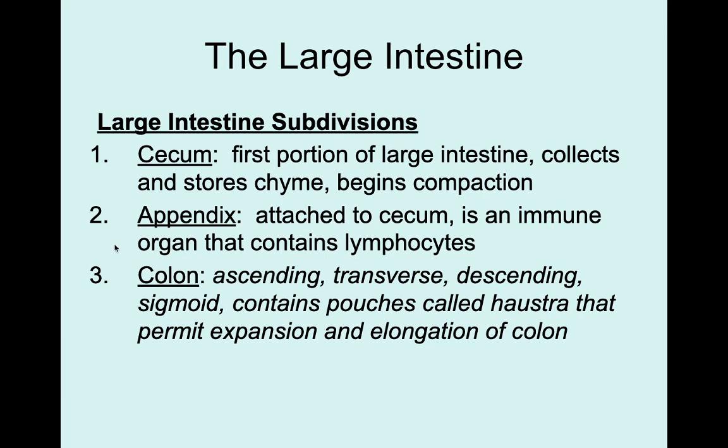there are actually 5 divisions, but this colon actually has several different parts. The colon is the biggest part of the large intestine, so a lot of times our large intestine is referred to as our colon, but there are other parts as well. The very first part attached to the small intestine is the cecum.